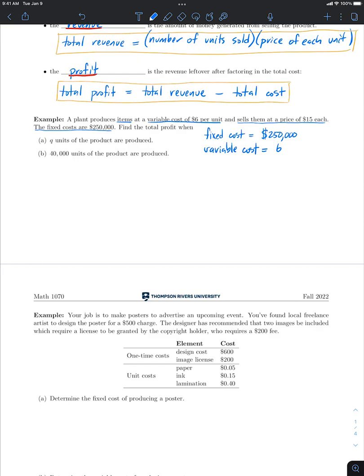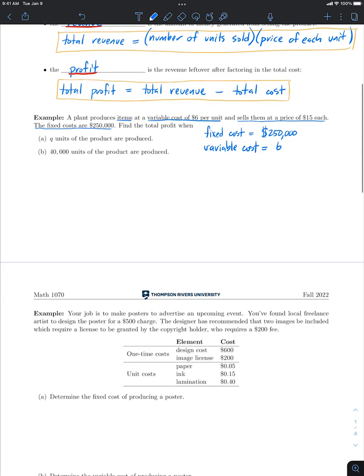So, that $6 per unit, if I just say my variable cost is $6, what that really means is I only sold one unit. But maybe I sold more units, right? I don't know that I only sold one. Maybe I sold 2 or 10 or 50. And in general, however many I sell, I'm going to have to multiply by 6. That's what's going to give me my variable cost.